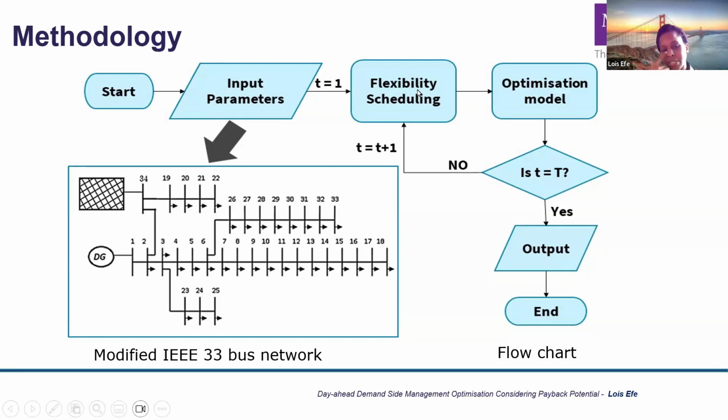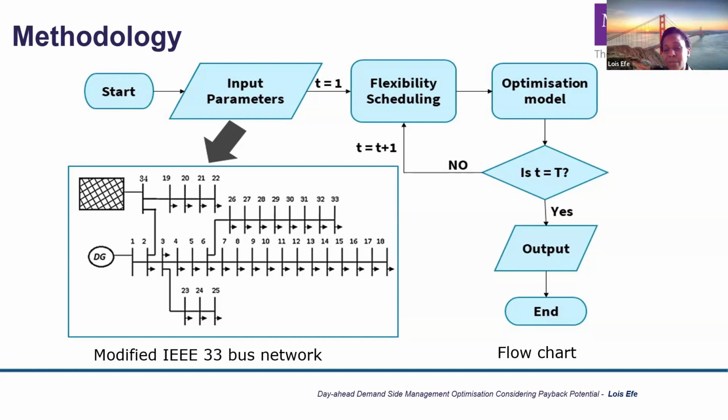What is flexibility scheduling? Flexibility scheduling aims to schedule flexible loads to meet available generation in the network, considering the payback potential. Now, what is this payback potential I've been talking about? Payback potential is the accumulated sum of shifted loads from previous time steps. So what happens is, at a particular time step, when loads are being reduced during peak period, it is stored in the metric called payback potential.